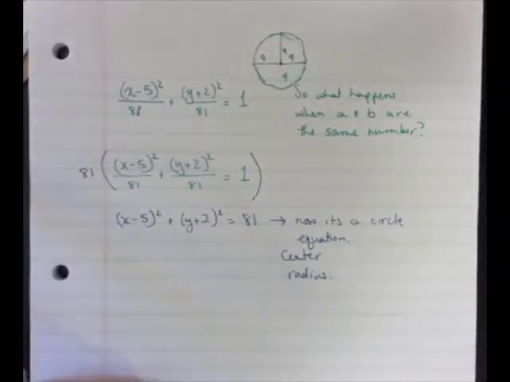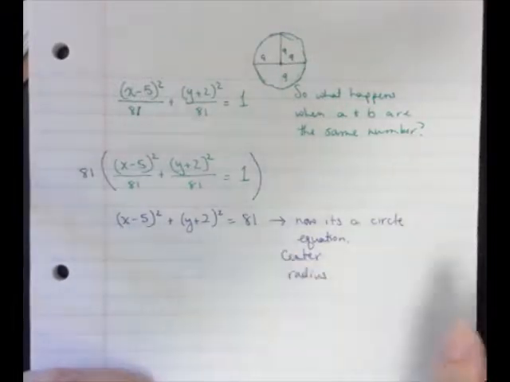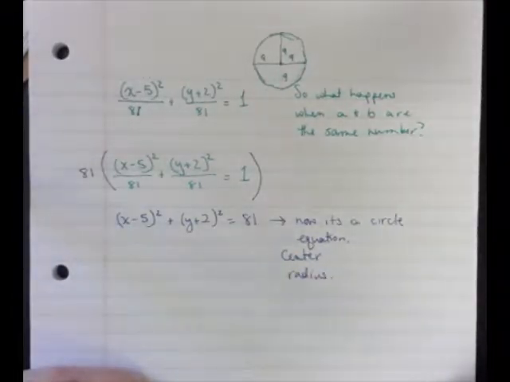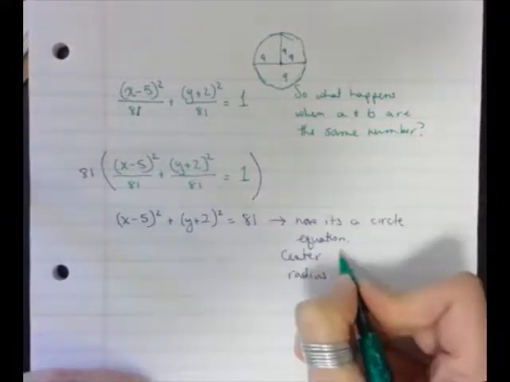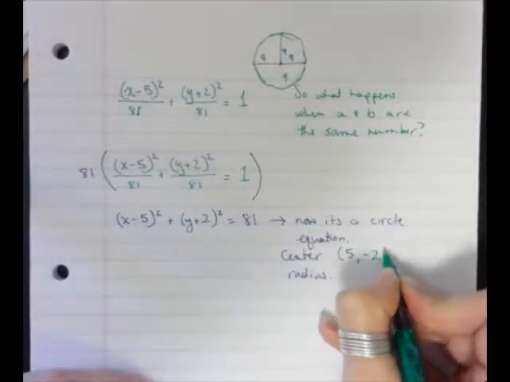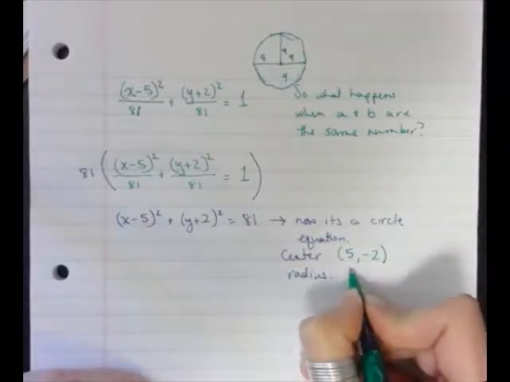And if you have a circle equation, what's your center? Well, again, pause, think about the center and the radius, and then see if you're right. So the center is going to be 5, comma, negative 2, and the radius is going to be 9.